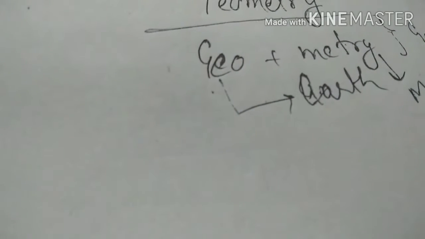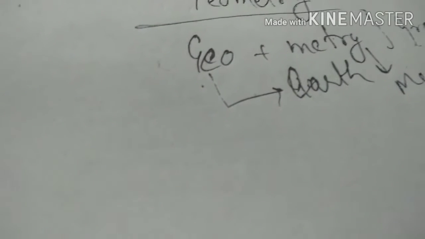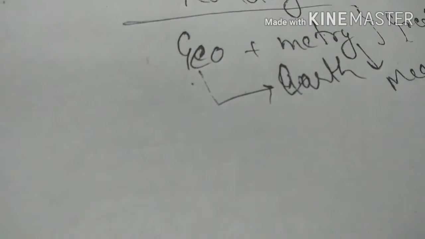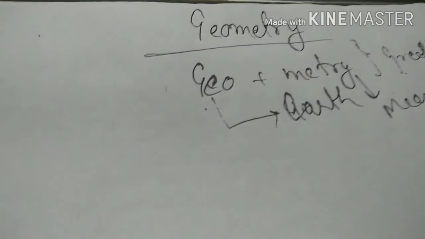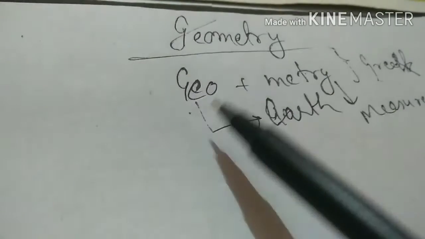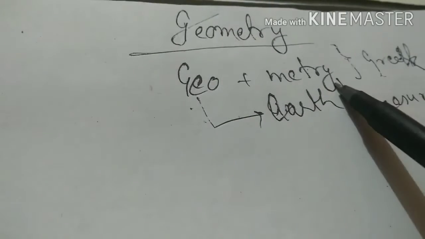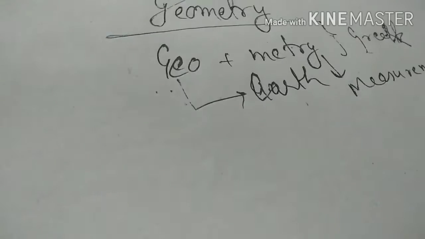It's a branch of mathematics where we study lines, shapes, various curves, the position of an object, etc. Geometry is basically a word made by combining two Greek words, geo and metry, where geo means the earth and metry means measurement. So this was all about the word geometry.